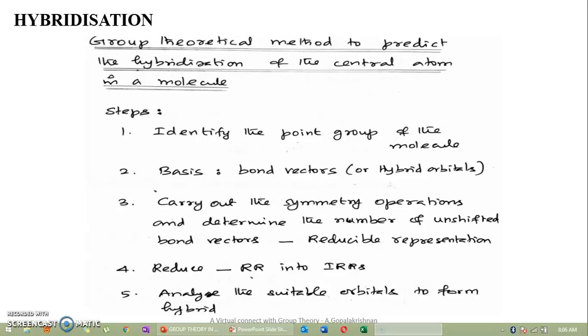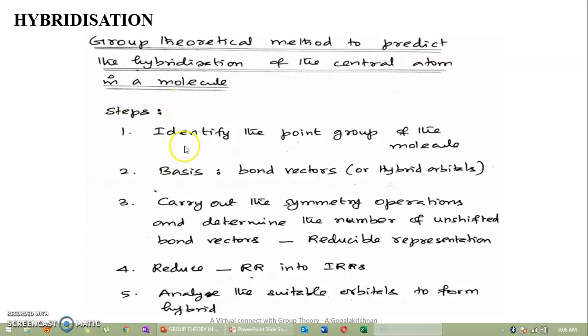Now group theory is a very important tool to identify all the suitable atomic orbitals of the atom to mix and form hybrid orbitals. So using group theory we can identify those orbitals which are available to form hybrids. For this we have a procedure to follow: the group theoretical method to predict the hybridization of the central atom in a molecule.